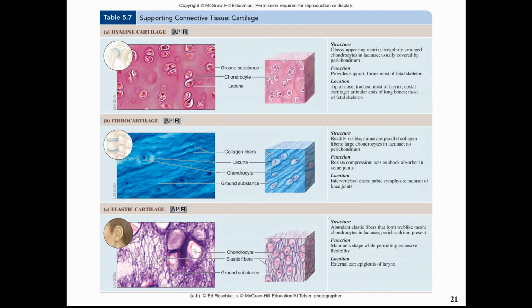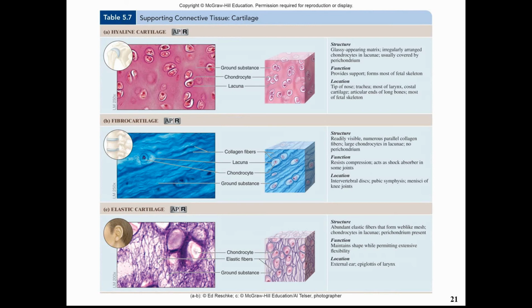We have supporting connective tissue. Now this is a little bit separate from our connective tissue proper. We have cartilage and we have bone. There are three kinds of cartilage. Cartilage has a firm, semi-solid extracellular matrix. The ground substance is fairly dense.